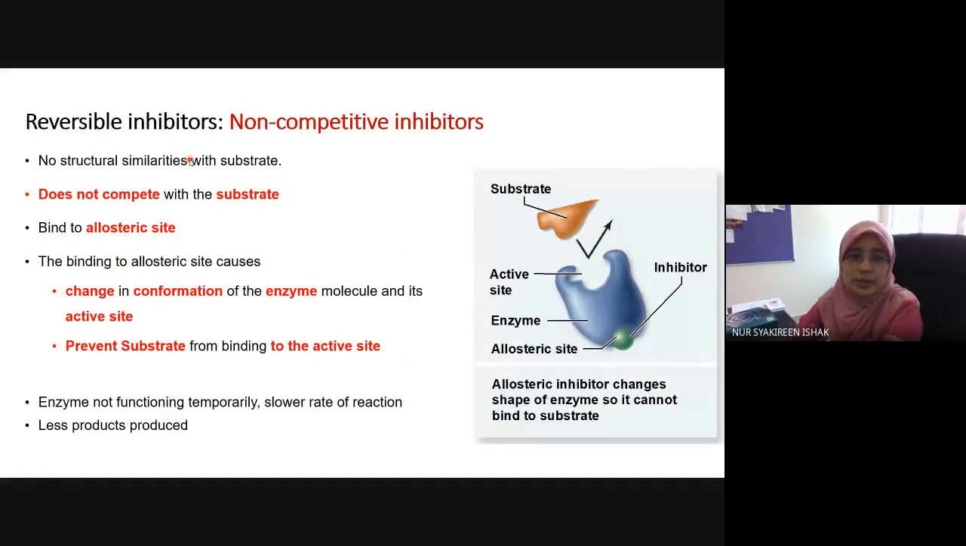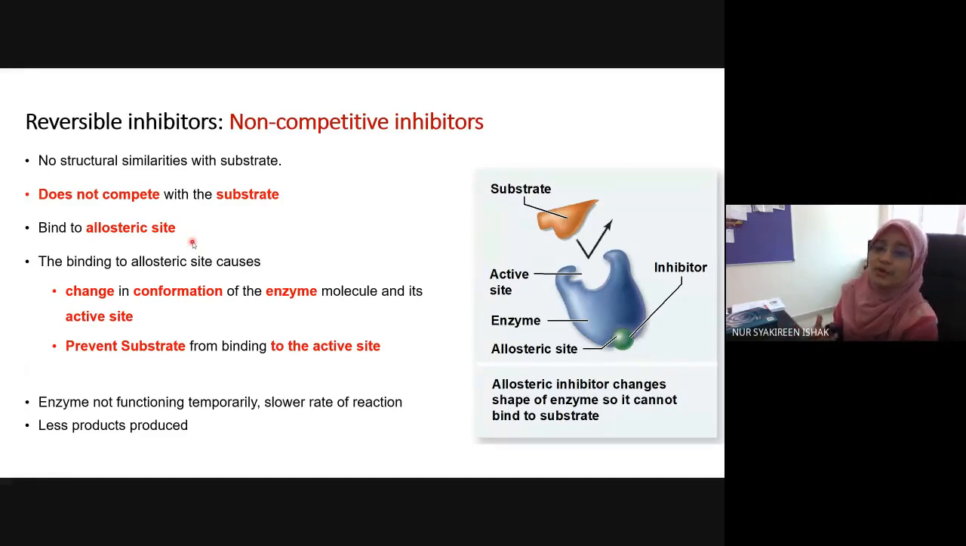So the next one is the non-competitive inhibitors, for the reversible inhibitors. For the non-competitive inhibitors, they have no structural similarity with the substrate. The structure of the substrate and the inhibitor are totally different. So the inhibitor will not bind to the active site, but it will bind to the allosteric site. The inhibitor will not compete with the substrate to bind to the active site. It binds to the allosteric site.